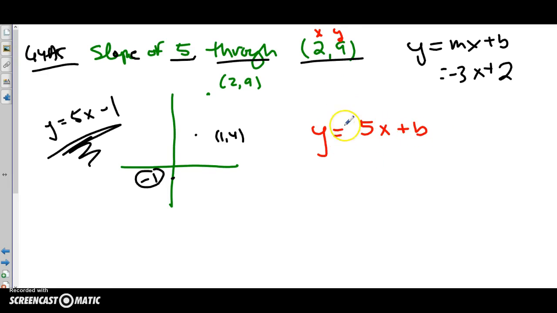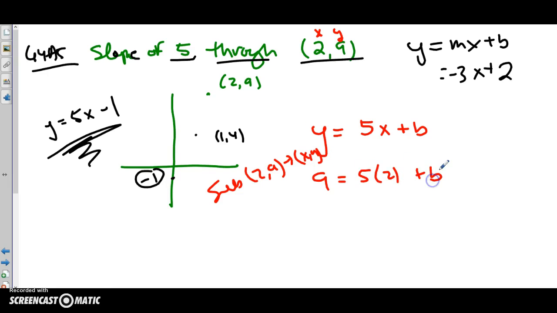So what you do is you sub (2, 9) in for x, y. Where you see a y, you put a 9, and where you see an x, you put a 2. So I put 9 is equal to 5 times 2 plus b. And now I just solve for b. So 9 is equal to 10 plus b. I want b by itself to solve for it. I have a 10 adding to the b, so I bring it across by subtracting it. And I end up with -1 is equal to b.